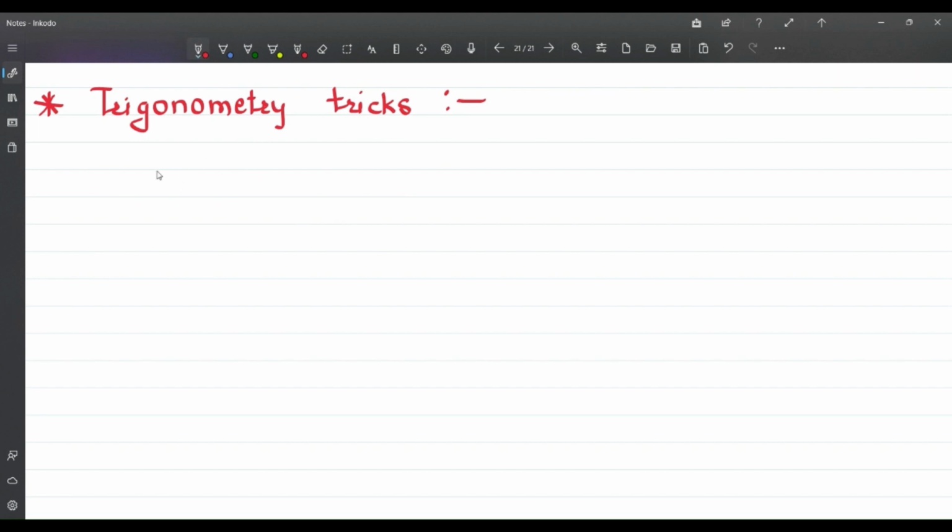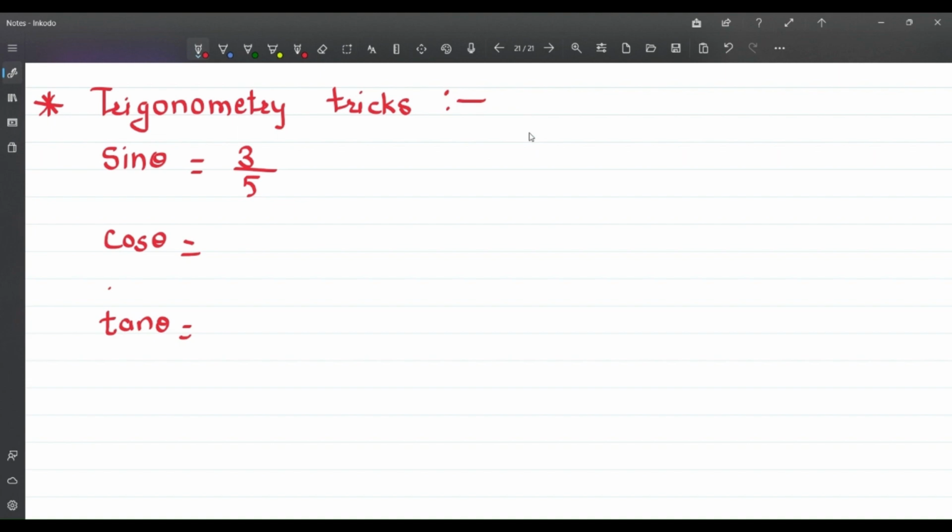Trigonometry tricks. If we are given sine theta and we have to find cos theta and tan theta. Okay. If we are given sine theta is equal to 3 divided by 5.